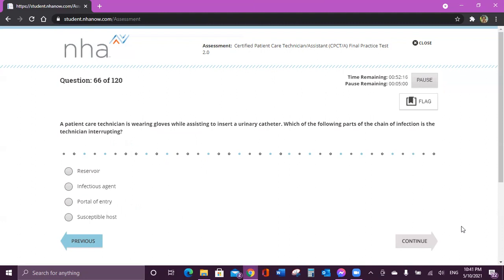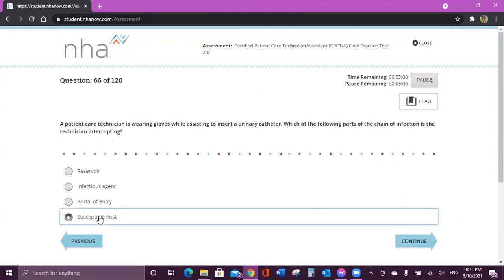A patient care technician is wearing gloves while assisting to insert a urinary catheter. Which of the following parts of the chain of infection is the technician? Infectious agent, portal of entry.